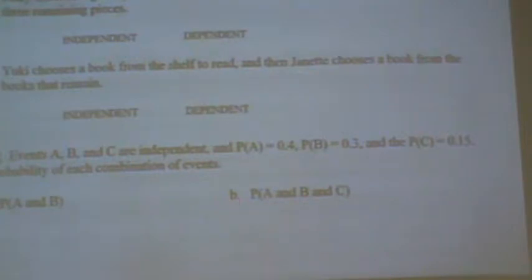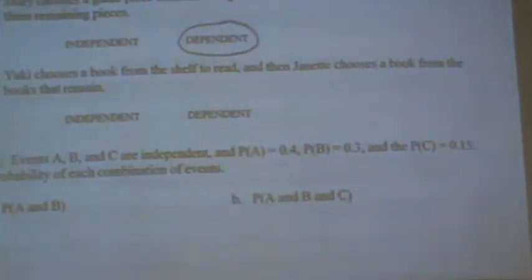Now B says, Mary chooses a game piece from a board game, and then Jason chooses a game piece from 3 remaining pieces. So is this independent or dependent? Dependent. This is dependent because she's choosing a piece first, and then he has to choose from the remaining pieces. So this is a dependent event. C, Yuki chooses a book from the shelf to read, and then Jeanette chooses a book from the books that remain. Independent or dependent? Dependent. This is dependent again, because she's picking a book, and then Jeanette has to choose from the remaining books.